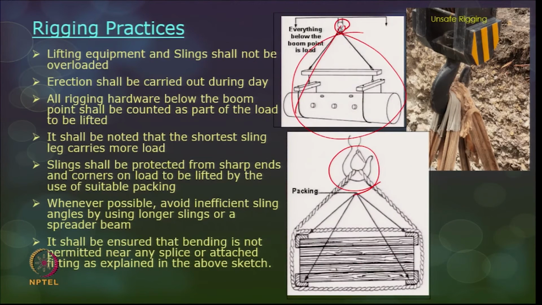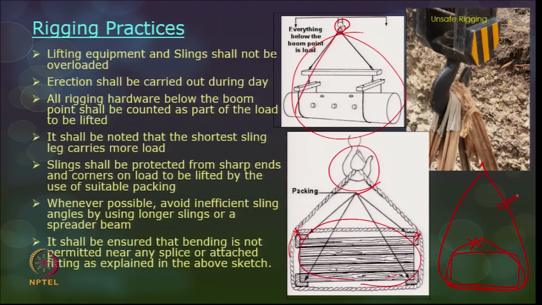The slings shall be protected from sharp edges and corners, otherwise the slings may get broken, by suitable packing of the load, so that it is not falling off and is not cutting or causing wear and tear on the slings. Whenever possible, avoid inefficient sling angles by using longer slings or a spreader beam. Suppose this is a load to be lifted, do not carry this along with a short sling. Better you can think of using a longer link. This can carry only half the load compared to this.